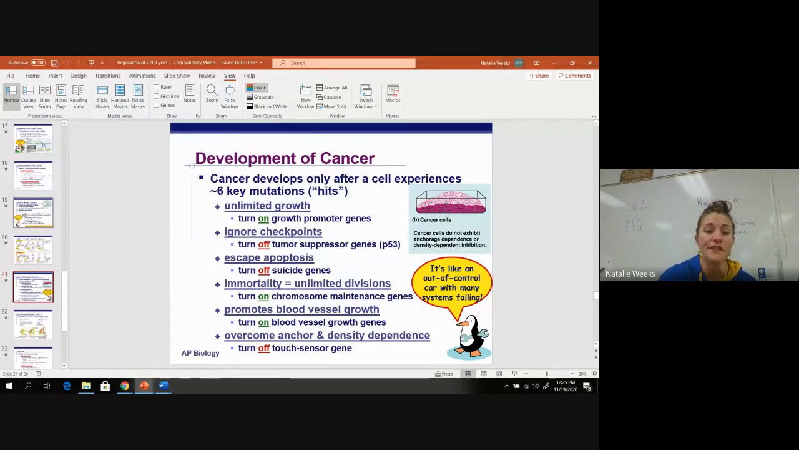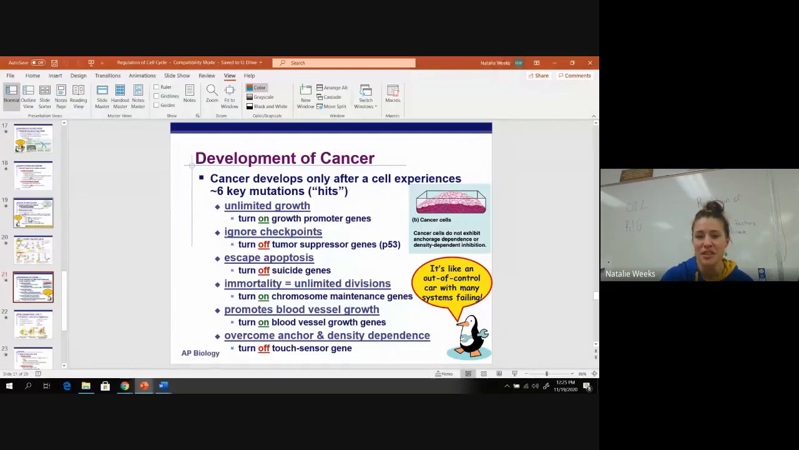If we turn off the suicide genes, we're going to be able to escape the process of apoptosis. So apoptosis is programmed cell death. This is a very, very good thing for our bodies because normally if we have damaged cells, your body's just going to kill that cell. If we turn on chromosome maintenance genes, cells are going to live forever. We think of that as being a good thing, but eventually we want the cells to not live anymore.